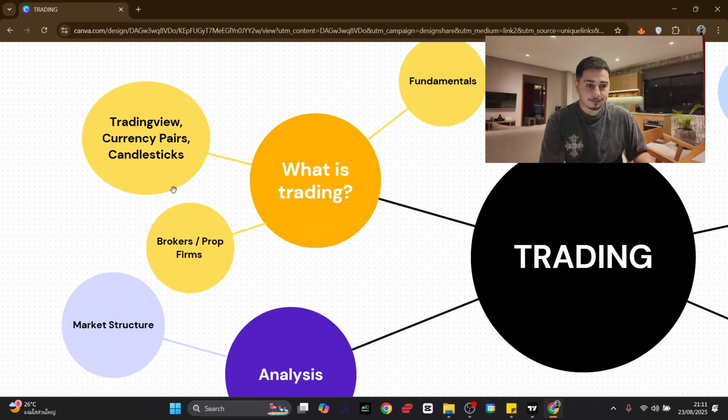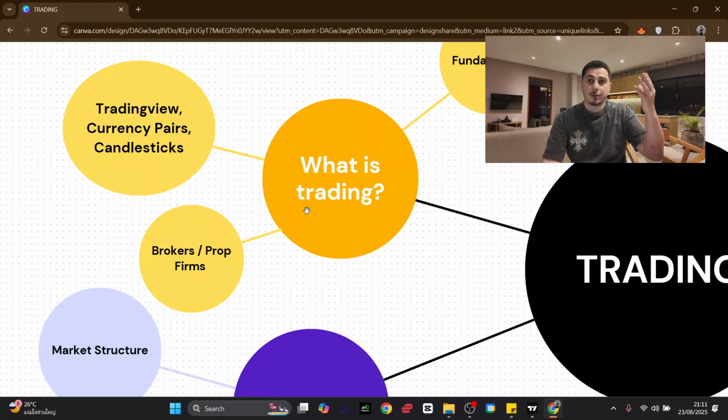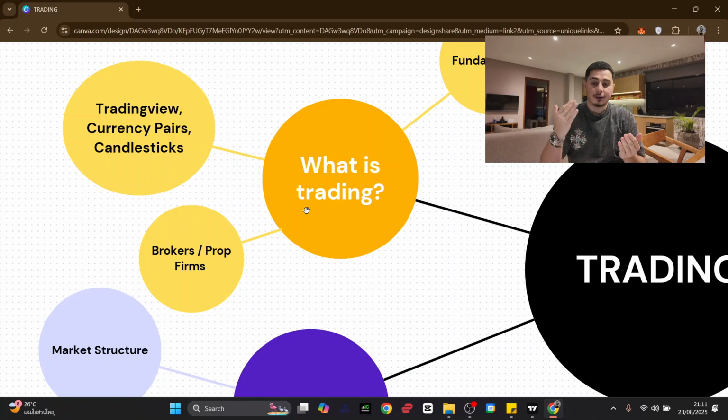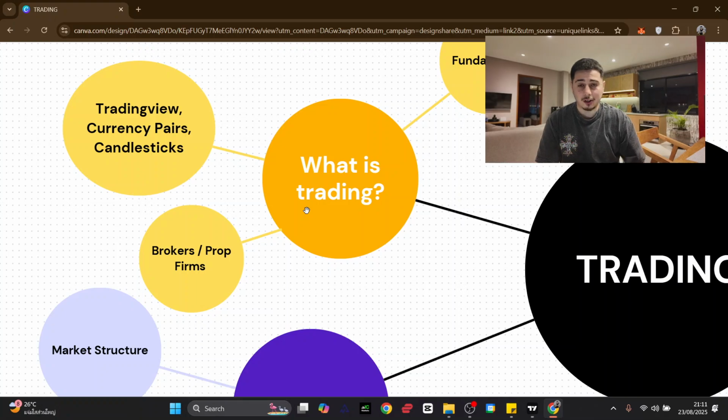So to kick things off, what is trading? Trading is essentially just the buying and selling of currency pairs. So you might have euro paired with USD, and you're basically betting on one going up and one going down. Now you can correlate or trade against all of these pairs. You don't need to know the intricacies of swaps, spreads, and all these things.